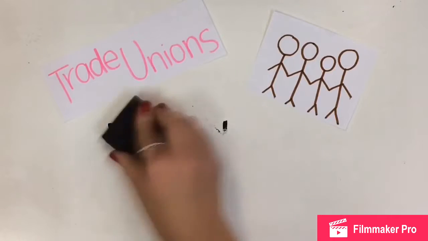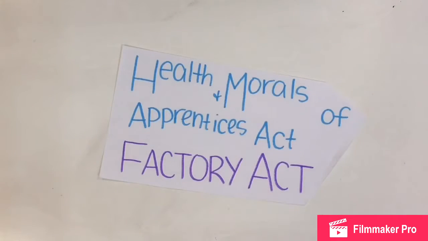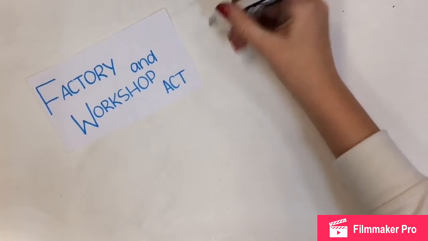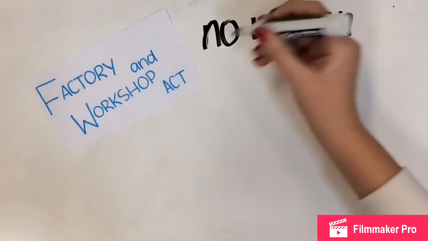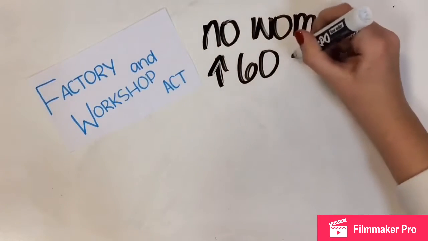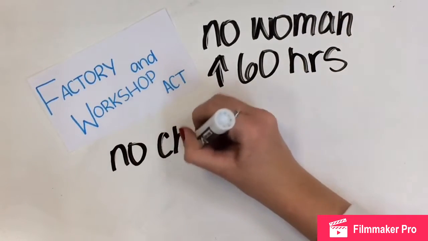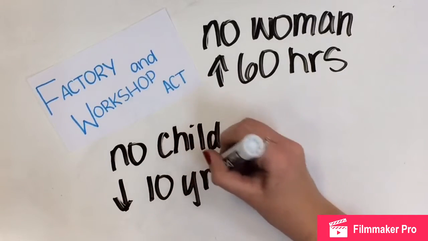There were many laws that were thought up during the Industrial Revolution, some of which included the Health and Morals of Apprentices Act and the Factories Act, which fought for a limit on the amount of hours worked and an age limit for working, but they were both overruled. One of the few laws that did get enforced was the Factories and Workshops Act, which addressed things like laws on safety, ventilation, and mealtime. It also stated that no woman could work more than 60 hours a week, and no child was able to work if he was under 10 years old.